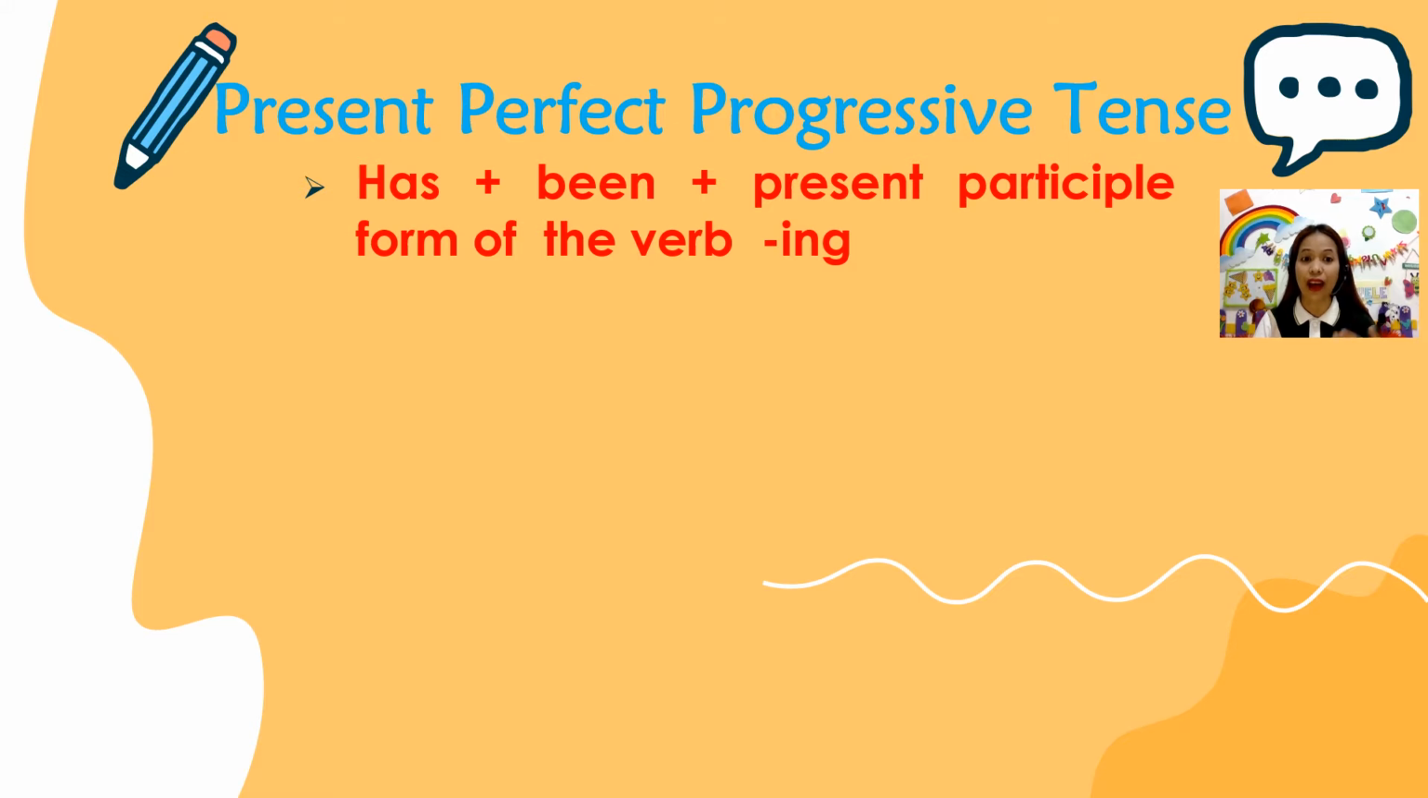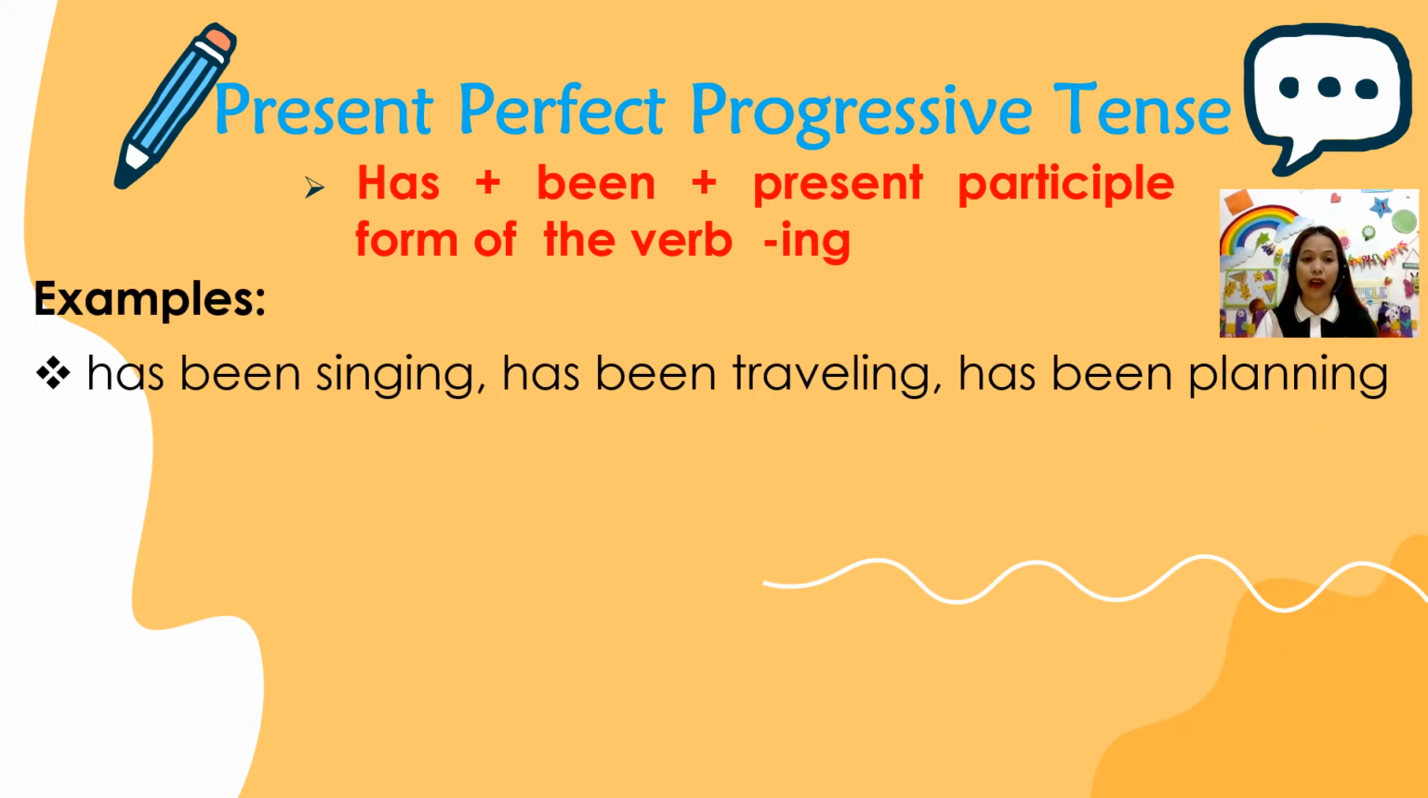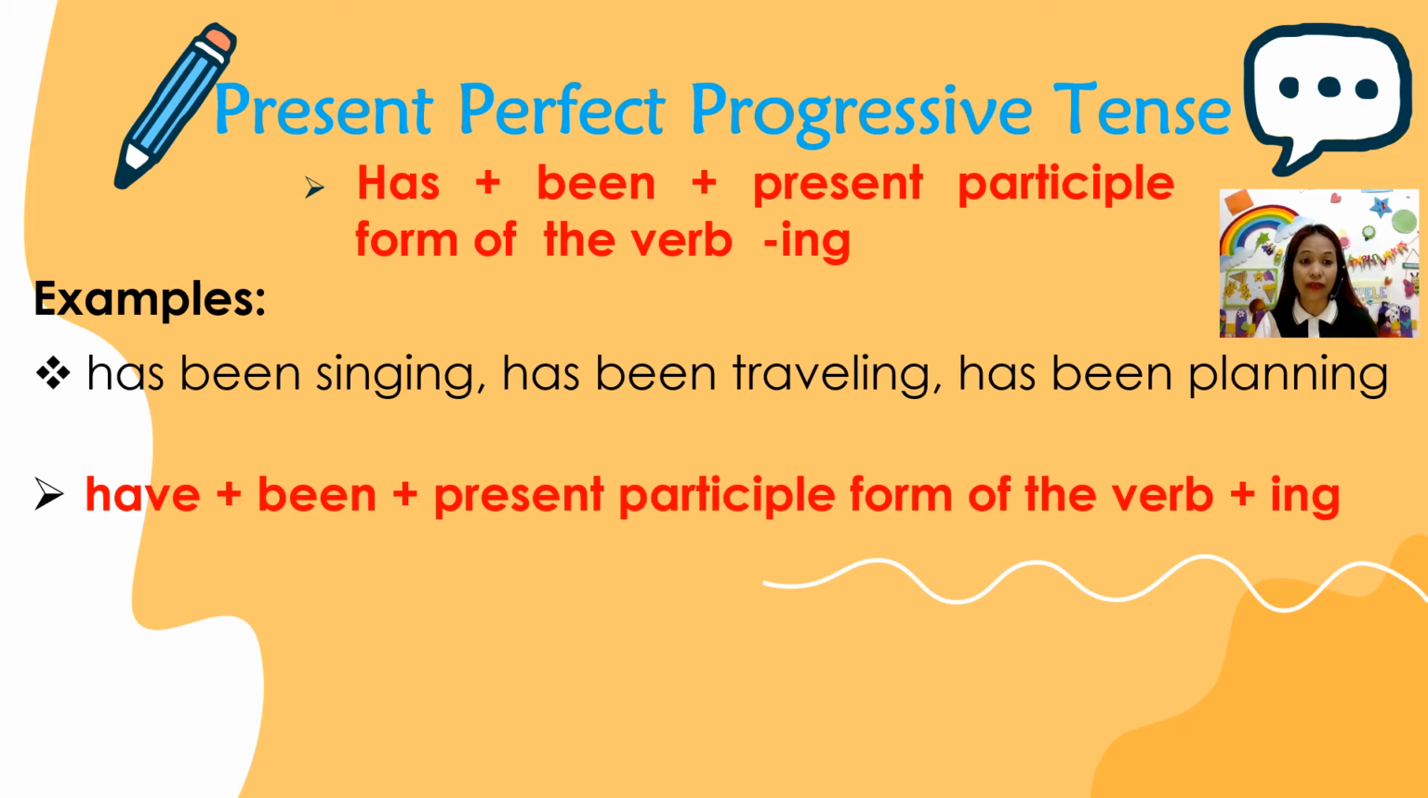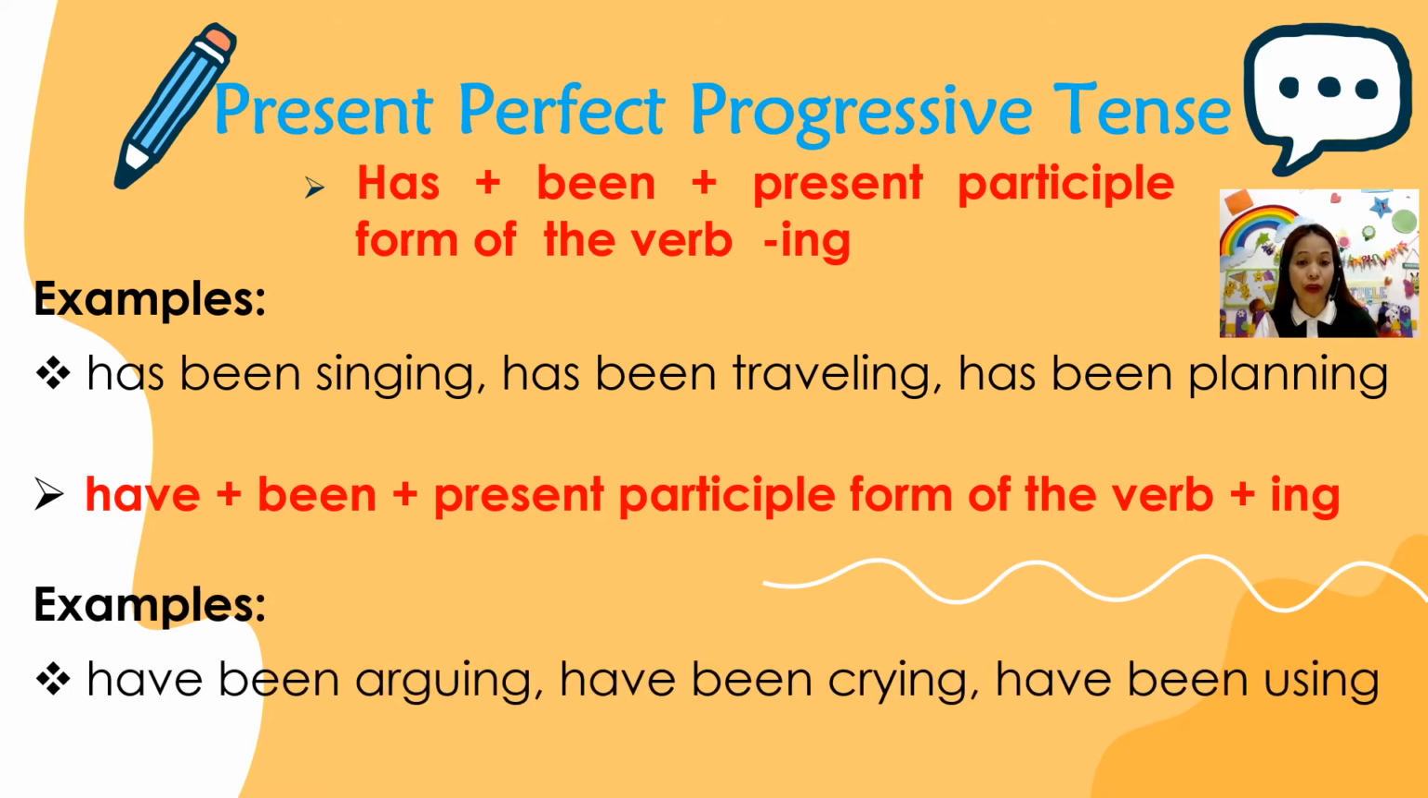We add it after has and have. For example, has been singing, has been traveling, has been planning. So we have: have plus been plus the present participle form of the verb, -ing. Example, have been arguing, have been crying, have been using. So grade 6, remember we have the singular subject and the plural subject, right? So we use has for the singular, have for the plural subject. Okay?